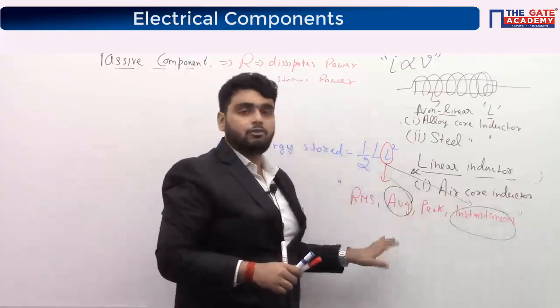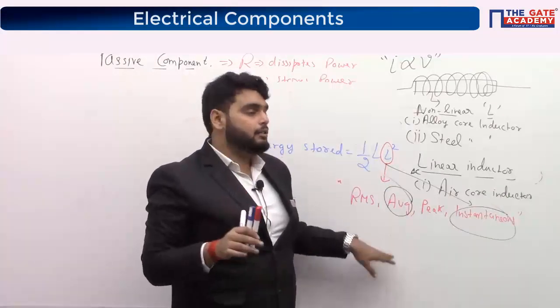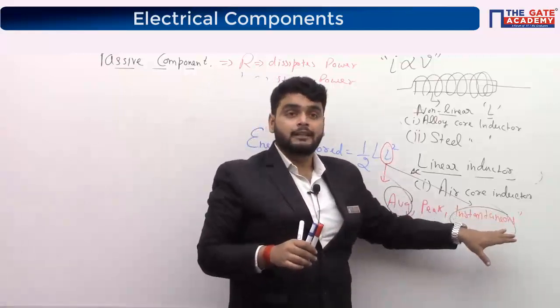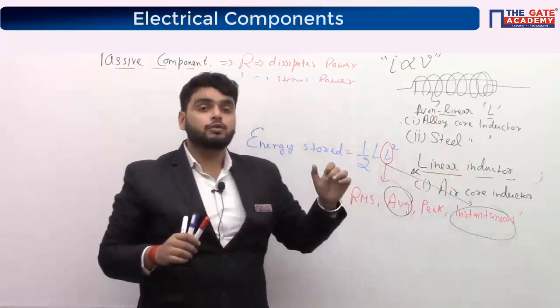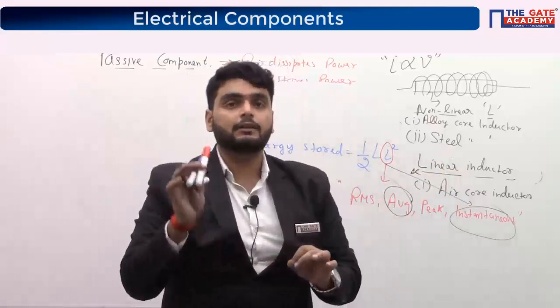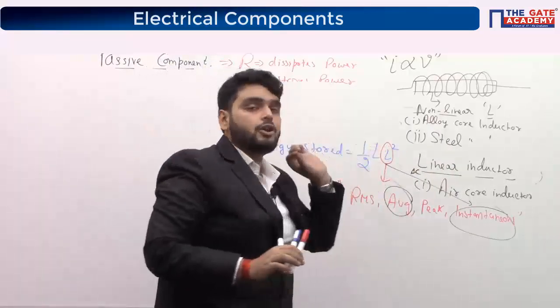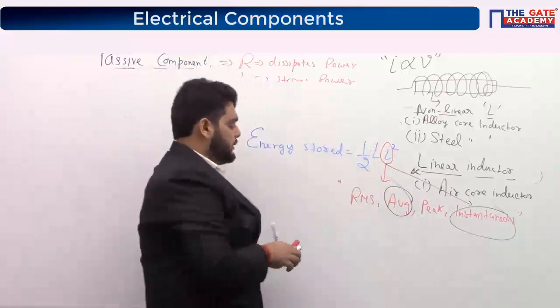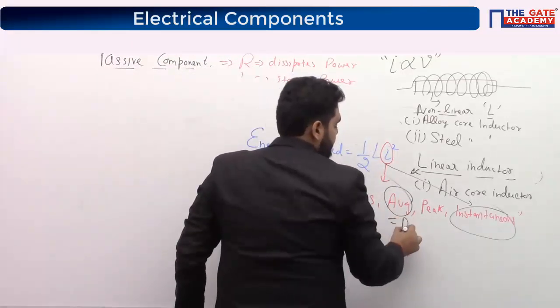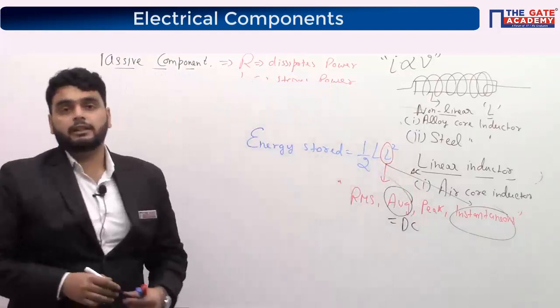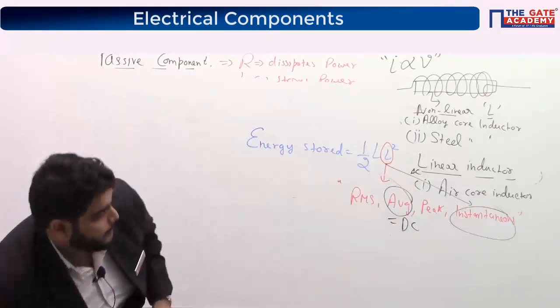In DC, all these values are the same, but in AC, all these values are different. So always remember, if you are using this formula in AC, the current will be the instantaneous current, not the RMS, average or peak. Average is nothing but another name of DC. So in DC, it is a DC current or average current. Okay.